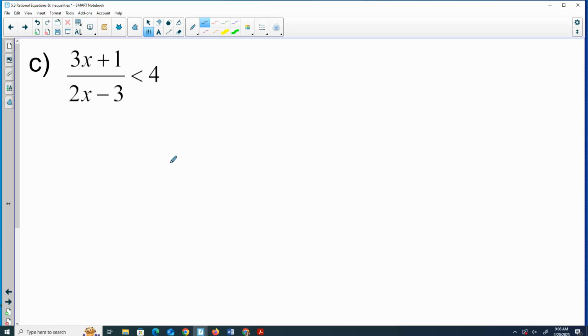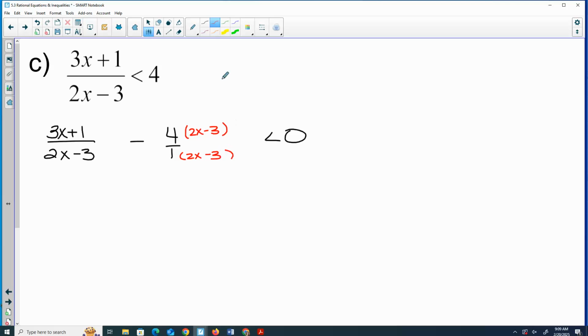So what's the first step? 4 is like 4 over 1. In order to get a single fraction, we need a common denominator, so we have to multiply by the denominator. So I'm going to take this times 2x minus 3 on the top and bottom.